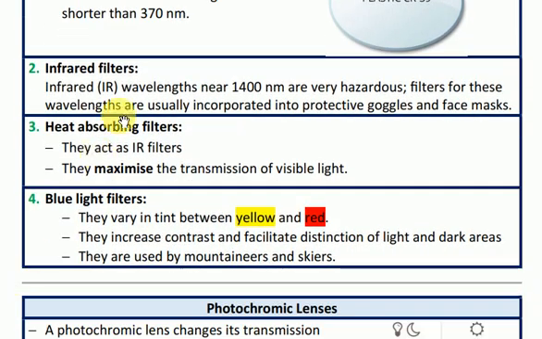Infrared filter. Infrared wavelengths near 1400 nanometers are very hazardous. Filters for these wavelengths are usually incorporated into protective goggles and face masks. Heat absorbing filters act as infrared filters. They maximize the transmission of visible light. Blue light filter. They vary in tint between yellow and red. They increase contrast and facilitate distinction of light in dark areas. They are used by mountaineers and skiers.